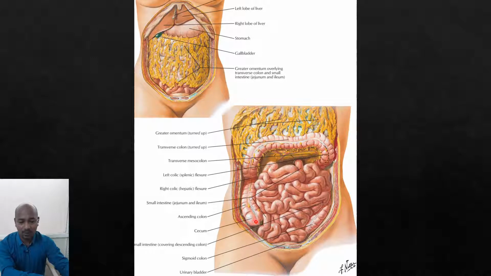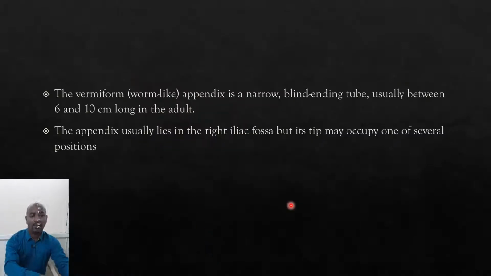so the appendix is attached to the cecum, where you can see a whitish band which runs the entire length of the large intestine, which is called the taenia coli. There are three taenia coli present on the large intestine, and the appendix is attached to the cecum at the confluence of these three taenia coli. So that will help you identify the appendix.